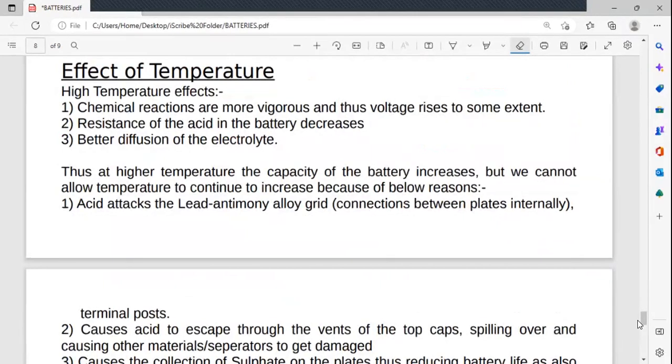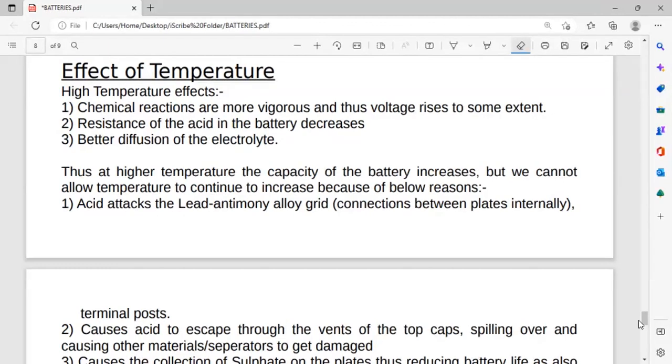So what are these temperature effects? Number one, chemical reactions are more vigorous than normal, thus voltage rises to some extent. We saw that whenever your batteries are being charged, they become warm, not only warm, sometimes quite hot. So what is the effect of that? It is going to increase your specific gravity, and it is going to increase your voltage also.